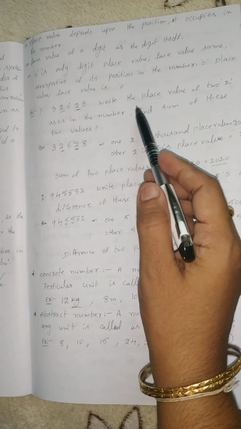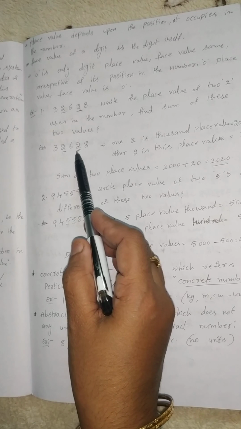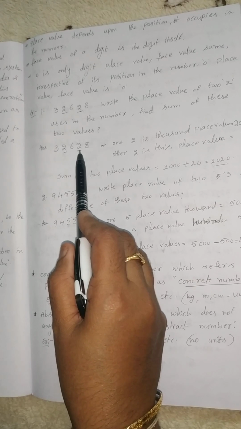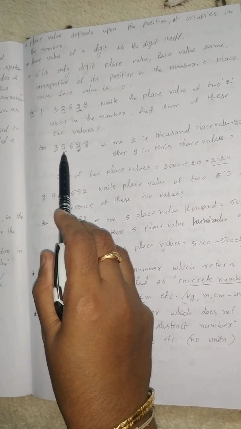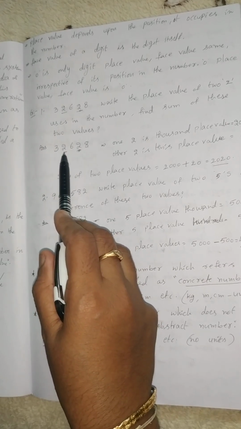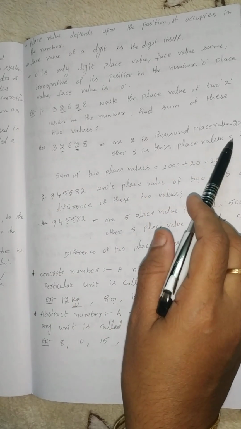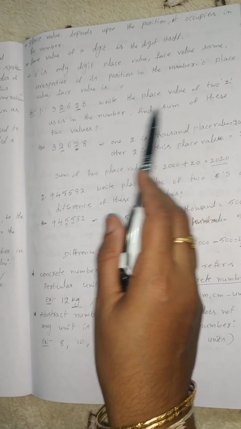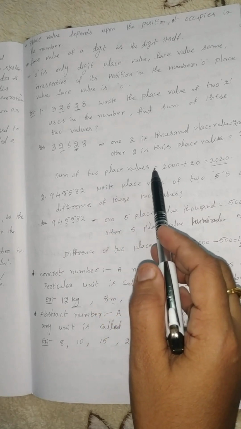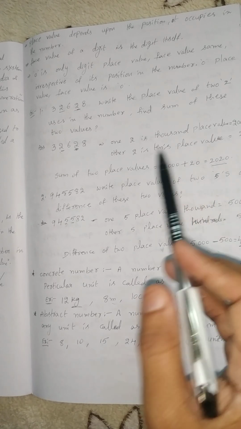32628. What do they ask? The place value of the two 2s. Ones, tens. So, 1, 2, the place value is 20. And the other 2's place value is ones, tens, hundreds, thousands. So, this 2's place value is 2000. The other 2's place value is 20. So, what did they ask? The sum of these two values. The sum of these two place values is 2000 plus 20 equals 2020.